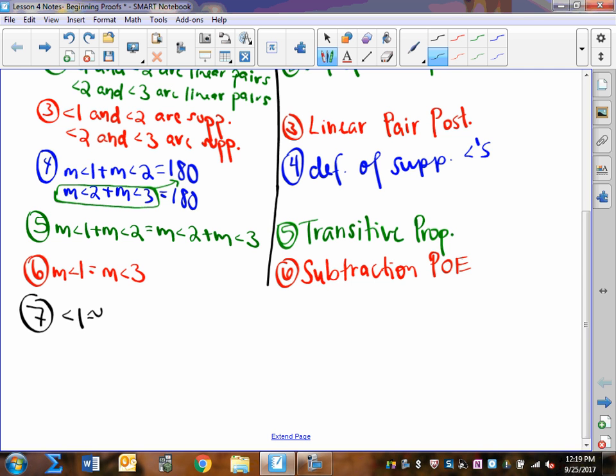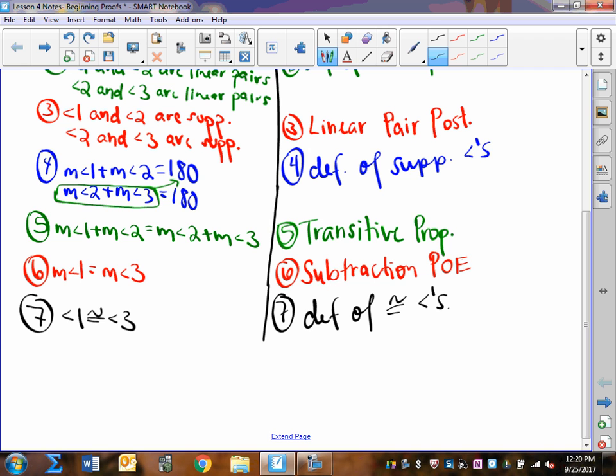Angle 1 is congruent to angle 3. But why? What allows them to do that? I heard it somewhere. Was that you? Yeah. Since two angles are congruent, the measures are equal. If their measures are equal, their angles are congruent. So just definition of congruent angles. And we're doing congruent angles because we're working with angles, not segments. So again, definition of congruent angles lets you go back and forth between these two.